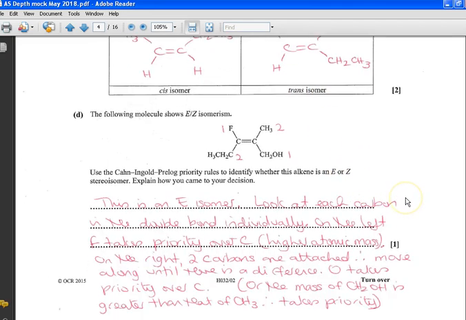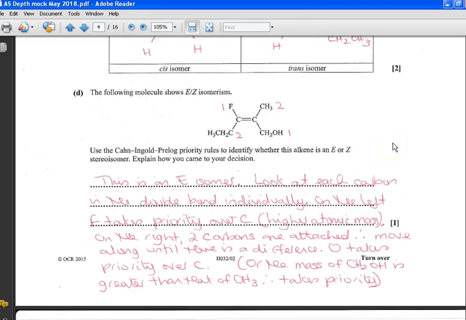This one, not so straightforward because we have to use the Cahn-Ingold-Prelog rules to identify which are on the same side and which are not. So we're looking for two ones either on the same side or on opposite sides of the double bond. But first of all, we have to assign them as 1 and 2.